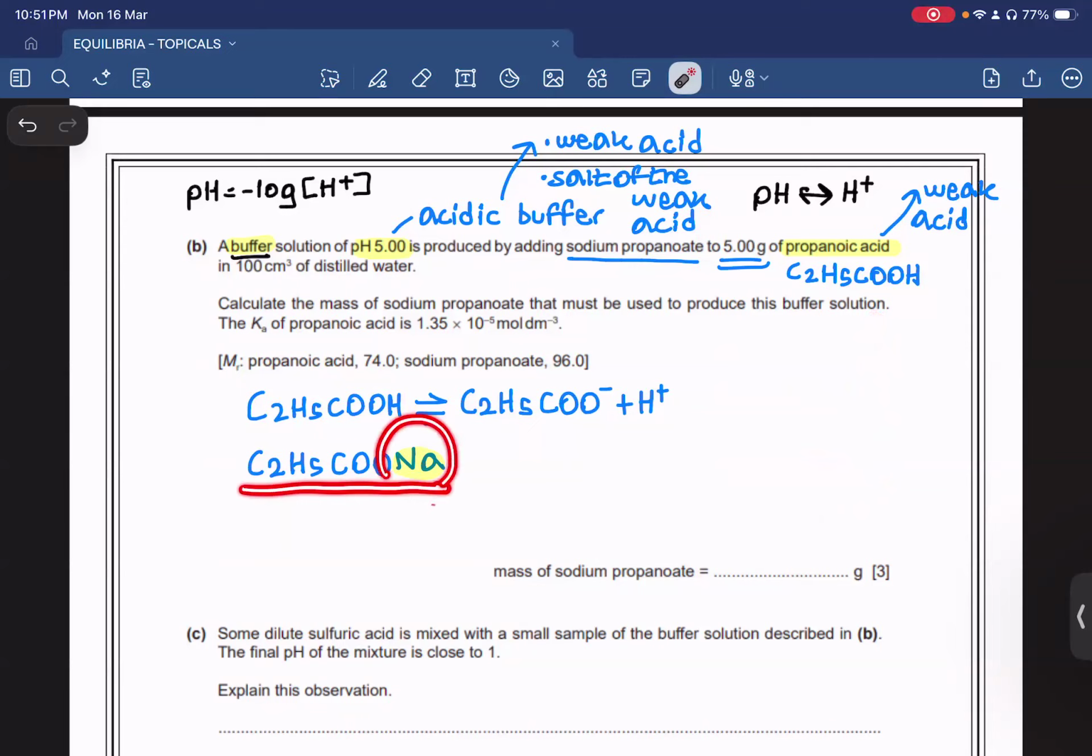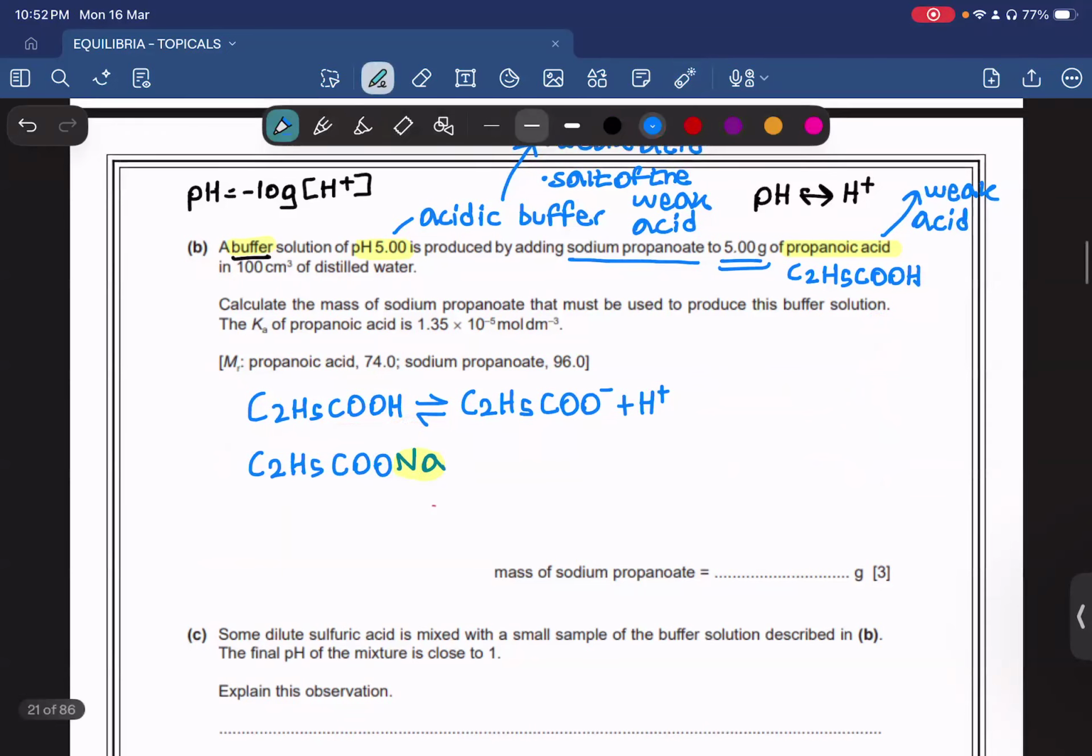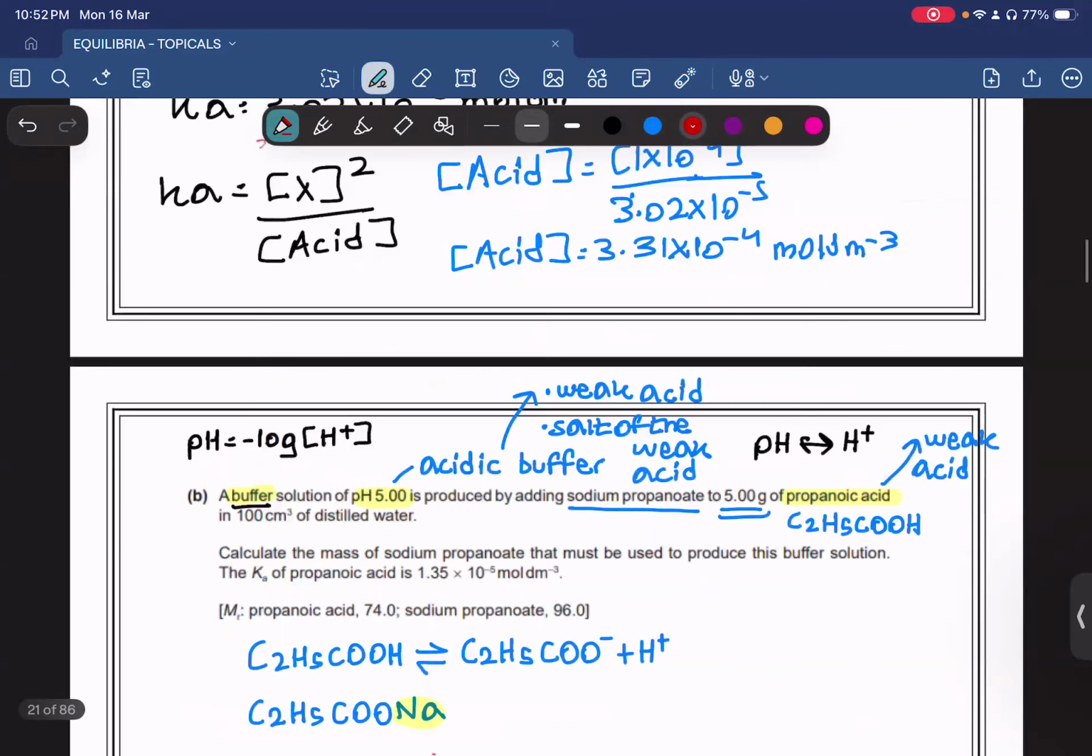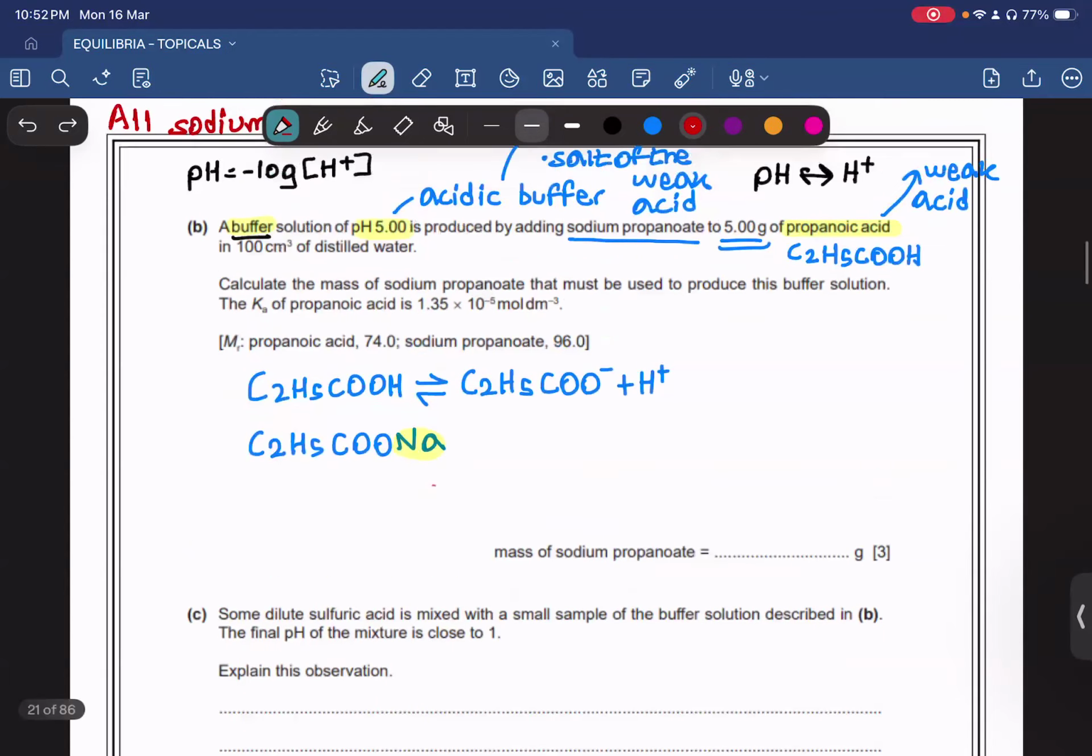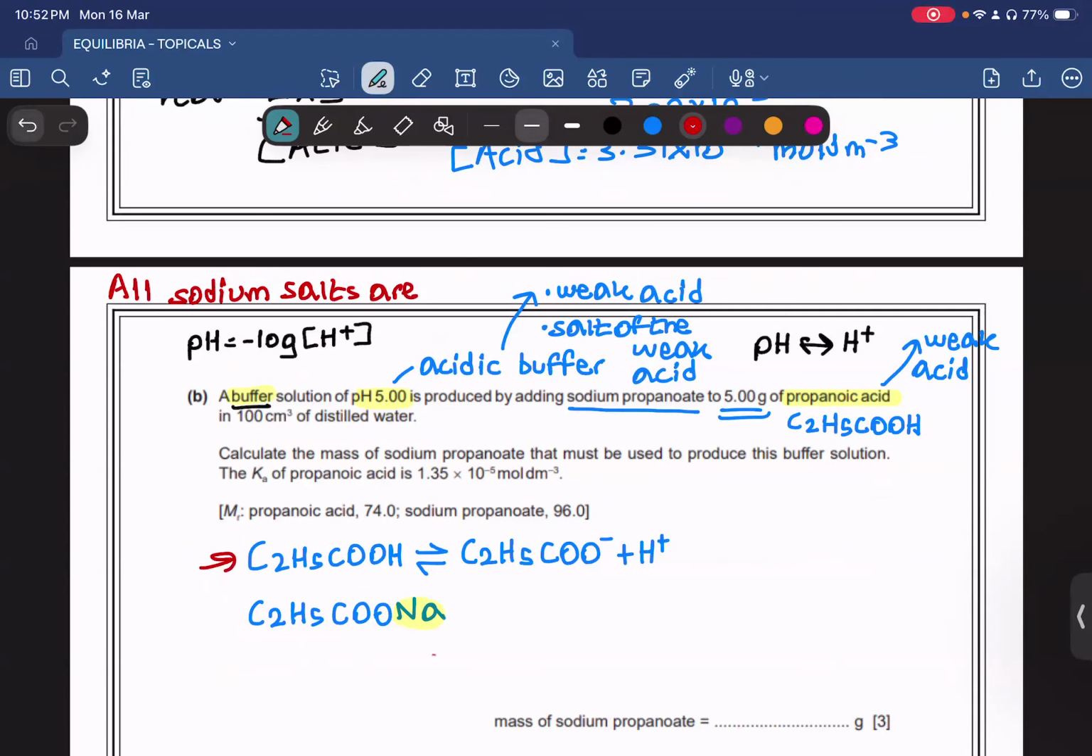Similarly, this is a compound that contains sodium, and that's why it is called a sodium salt. So all sodium salts are water soluble. You might have learned this in IGCSEs too. So let me write this here: all sodium salts are water soluble. Now, what does that mean? It means that if you put 10 molecules of sodium propanoate into a container containing water, all 10 of those molecules are going to fully dissociate. It's not going to be partial like the weak acid. It's going to be full because it is fully water soluble, not partially water soluble.